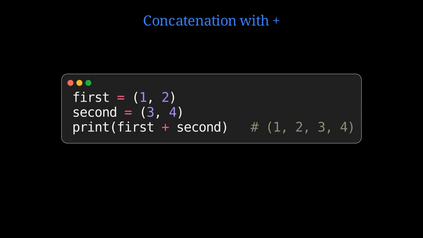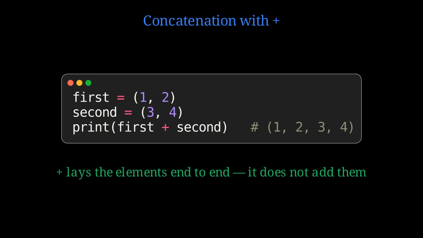Next, concatenation. Just as the plus operator glues 2 strings together, it glues 2 tuples together into one longer tuple, holding all their elements in a row. Take the tuple 1, 2, and add the tuple 3, 4. The result is a single 4-element tuple, 1, 2, 3, 4. Nothing is added arithmetically. The elements are simply laid end-to-end in order into a new tuple.